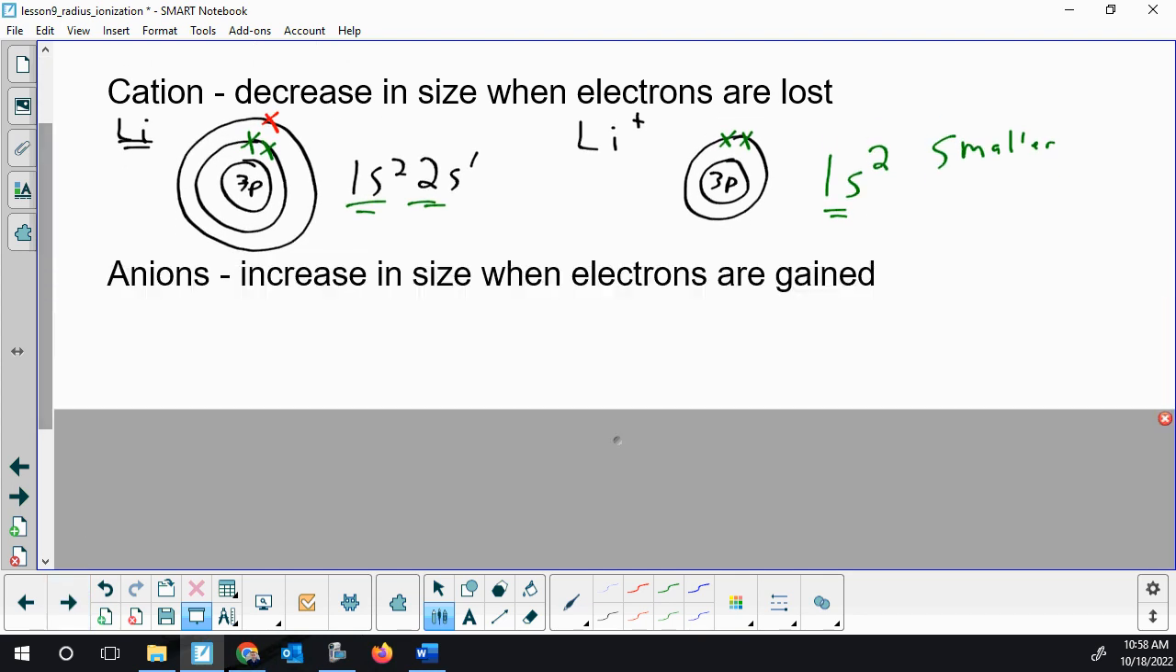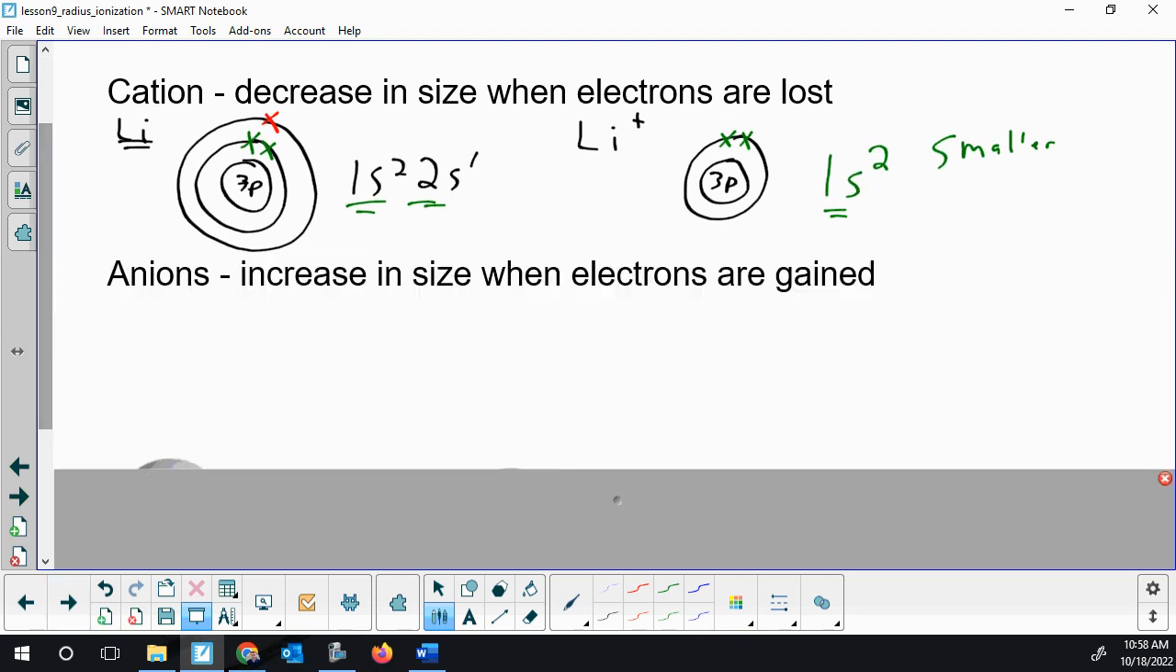Anions kind of do the opposite. They're gaining extra electrons to repel each other a little bit more, and they want to get a little further away from each other. So we're going to see a bigger anion compared to the neutral atom. So I'm going to look at nitrogen versus nitride, nitrogen 3 minus.